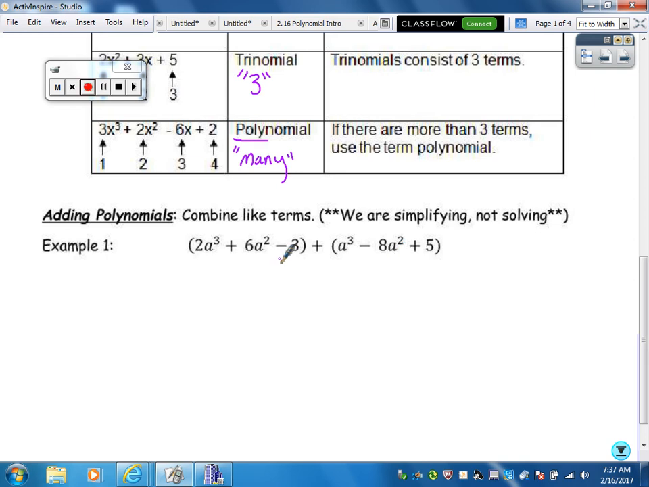If they're nice to you, like this one was, they put them in descending order for us, so our answer will automatically be in descending order, but if not, make sure you do that for me. So I'm looking at this parentheses, and I want to add it to this parentheses over here.